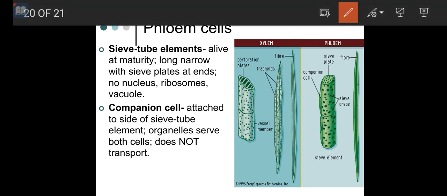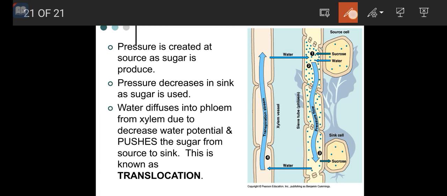Phloem cells. Sieve tube cells are alive at maturity, long, narrow. Sieve plate at the end, no nucleus. Ribosomes and vacuoles are not present in the sieve tubes of the phloem. The companion cell is attached to the side of the sieve tube. The companion cell also attaches to the side of sieve tube elements, with organelles, serving both cells.